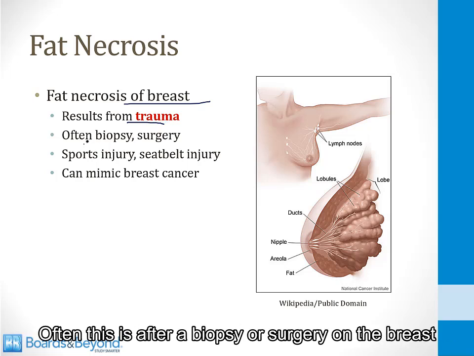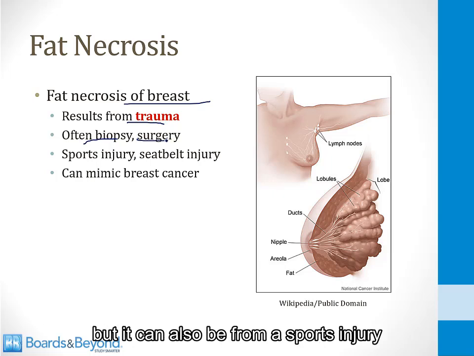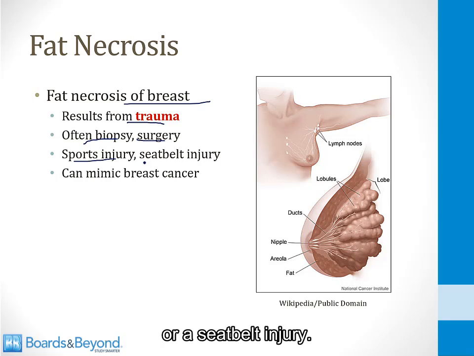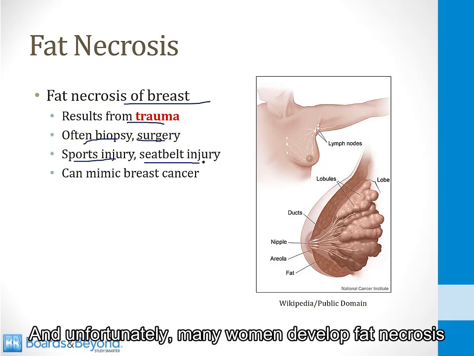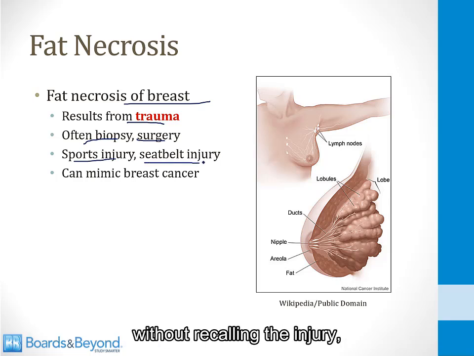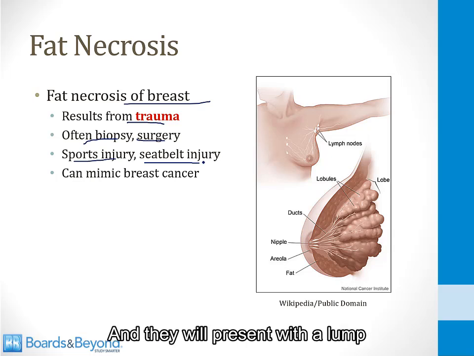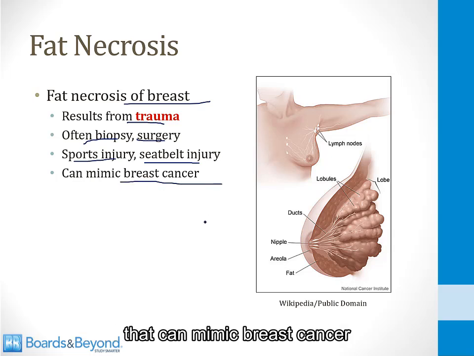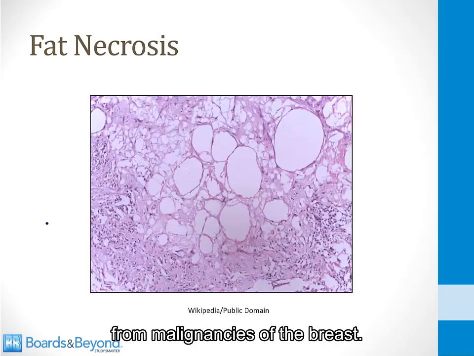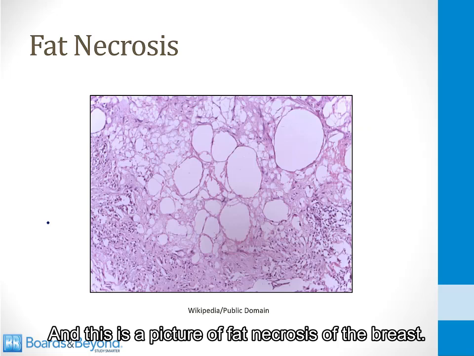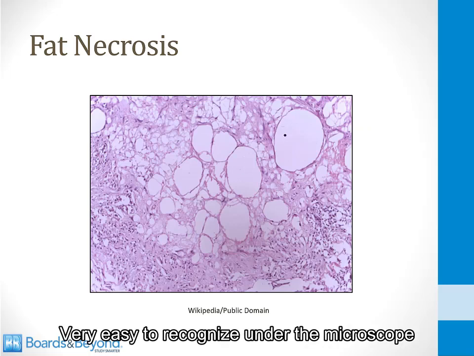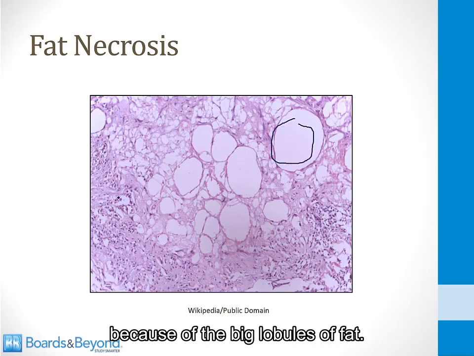Often this is after a biopsy or surgery on the breast, but it can also be from a sports injury or a seatbelt injury. And unfortunately, many women develop fat necrosis without recalling the injury because it didn't seem that bad at the time. And they will present with a lump that can mimic breast cancer, and it can be hard to differentiate this from malignancies of the breast. And this is a picture of fat necrosis of the breast, very easy to recognize under the microscope because of the big lobules of fat.